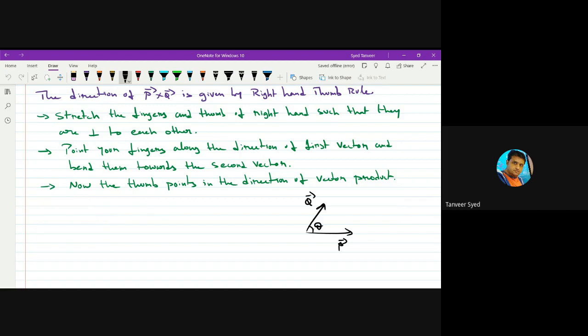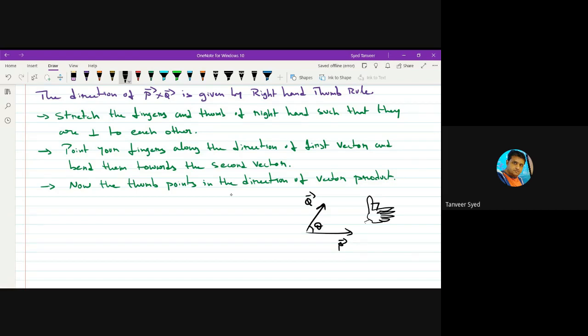So to determine the direction, first of all, I will stretch the fingers and thumb of my right hand so that they are perpendicular. That means you get an L shape with your fingers and thumb. It will be like this. This is your thumb, this is your forefinger, middle finger, ring finger, and this is your little finger. This is how your right hand should be, perpendicular.